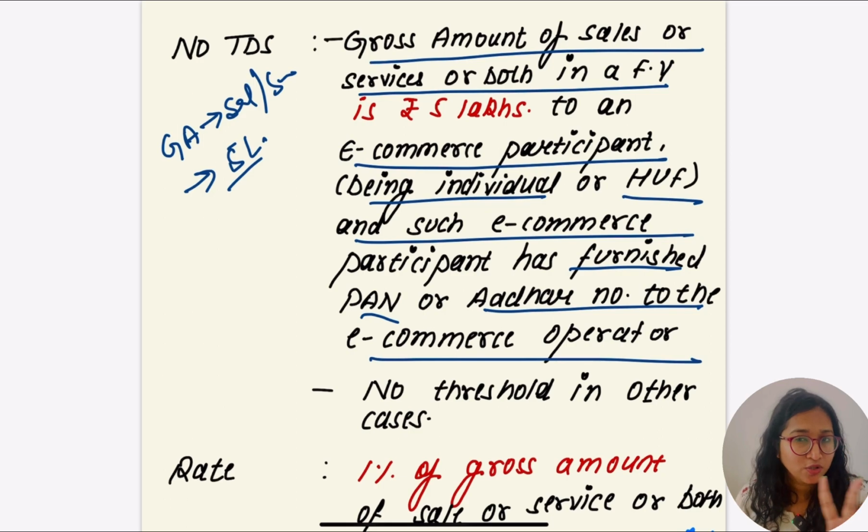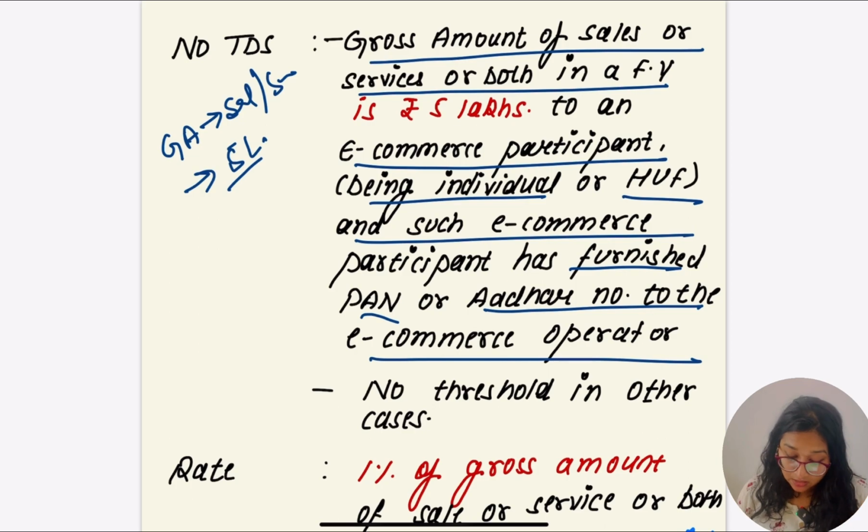So there are going to be two rates here. First of all, TDS is not going to be applicable if the gross amount of sales and services is up to 5 lakh in a financial year. If it does not exceed that limit of 5 lakh, no TDS is going to be applicable. But what if it exceeds? In that case, definitely TDS is going to be applicable at the rate of 1% of the gross amount of sale or services.